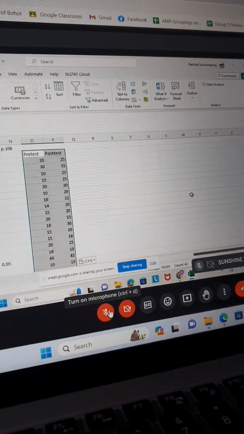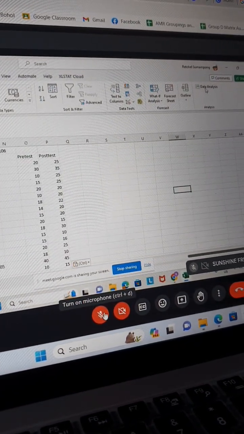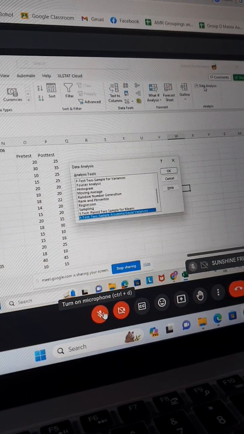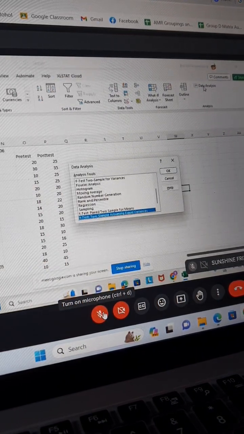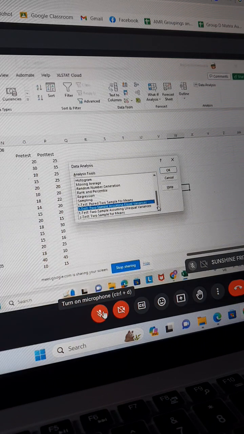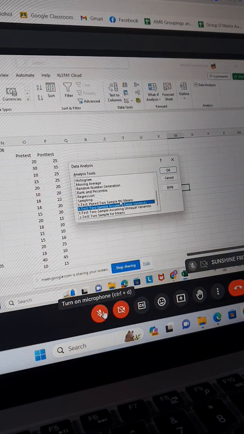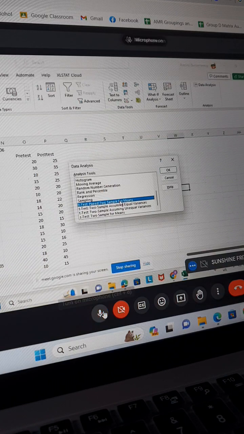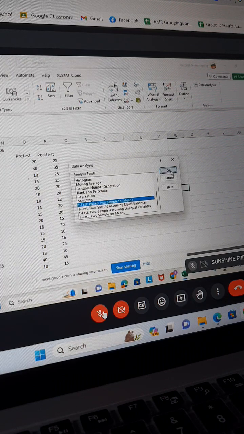Okay. From here, we will click the data analysis. Take note that our statistical treatment here is the t-test, paired two-sample, pre-test, post-test. So, how do you click this, class? Can you see? Yes, ma'am. t-test: Paired Two Sample for Means. Okay.